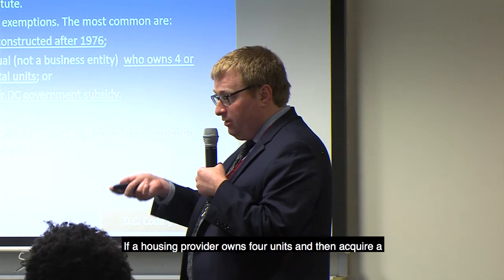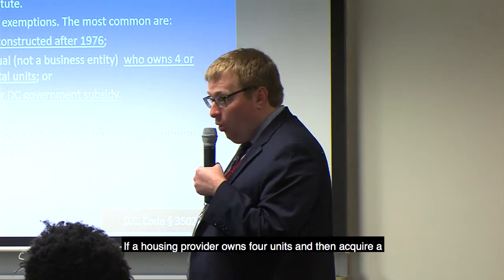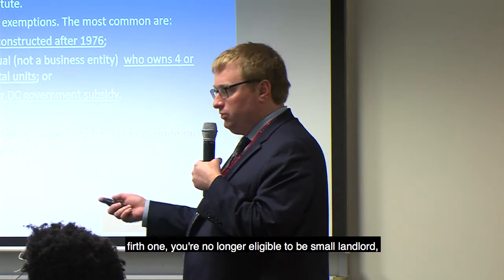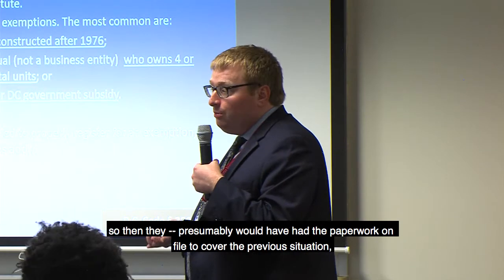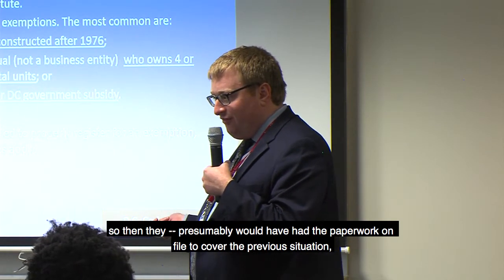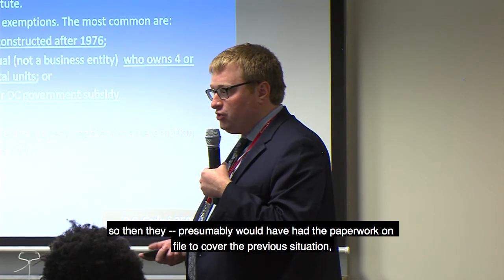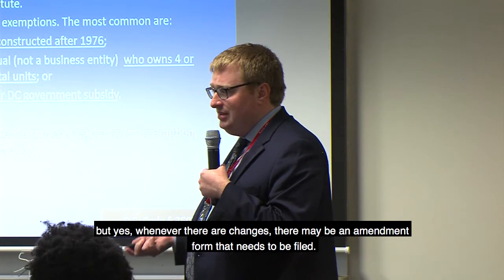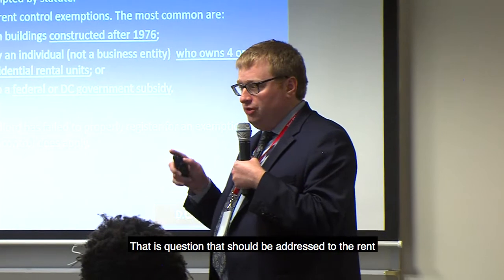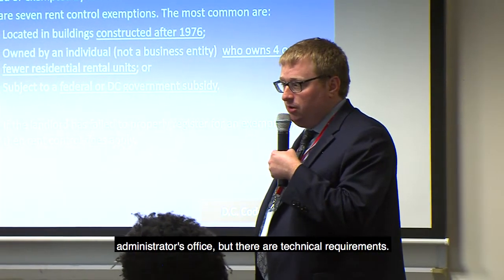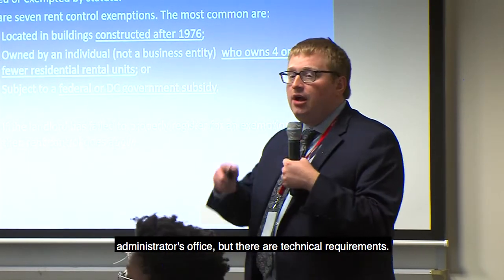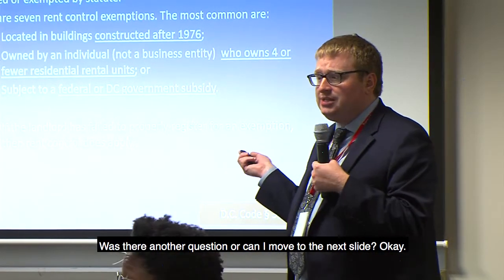If a housing provider owns 4 units and then they acquire a 5th one, they're no longer eligible to be a small landlord. Presumably they would already have had the paperwork on file to cover the previous situation. But yes, whenever there are changes, there may be an amendment form that needs to be filed. That's a question that should be addressed to the rent administrator's office. But there are a lot of technical requirements. Was there another question, or can I move to the next slide?